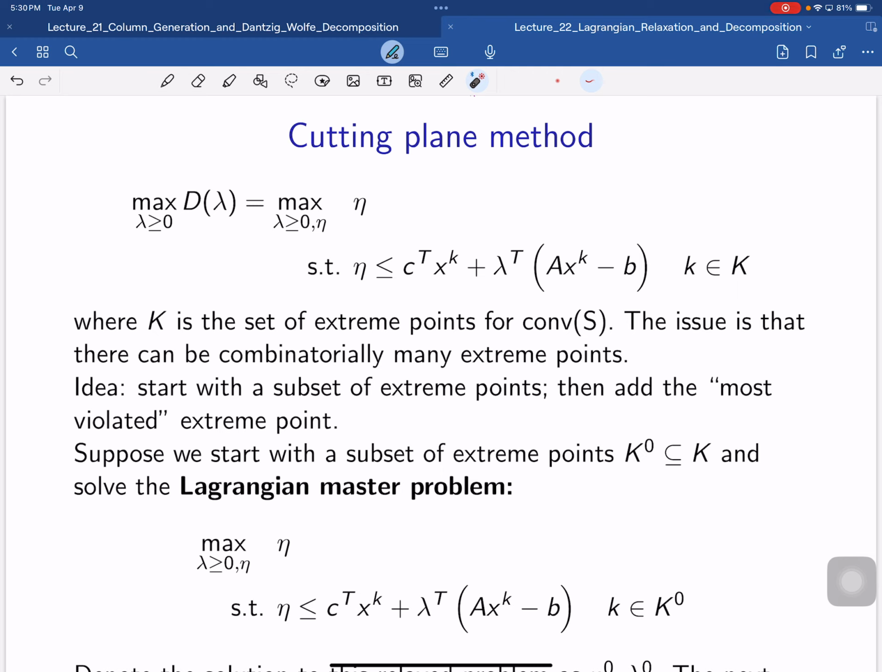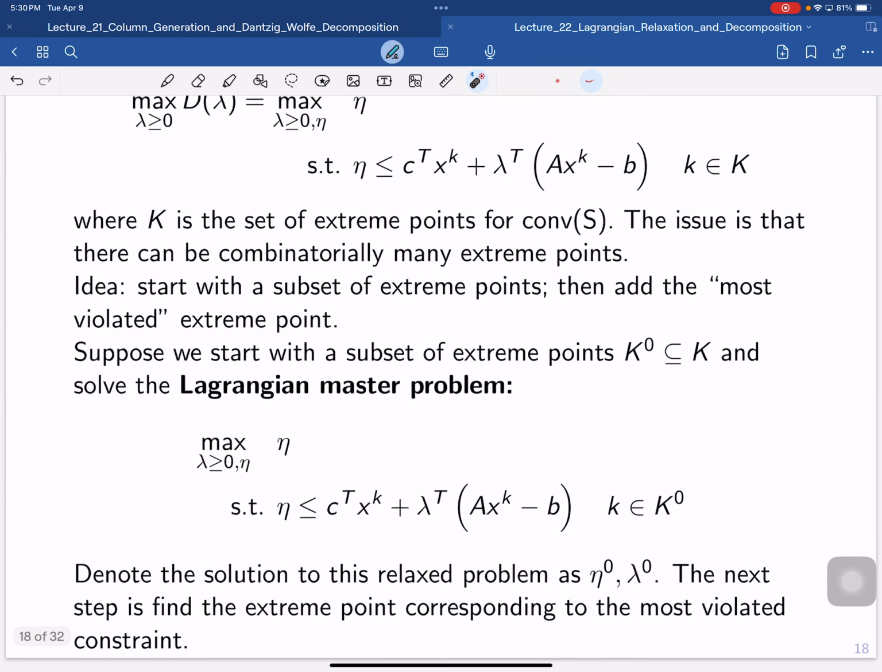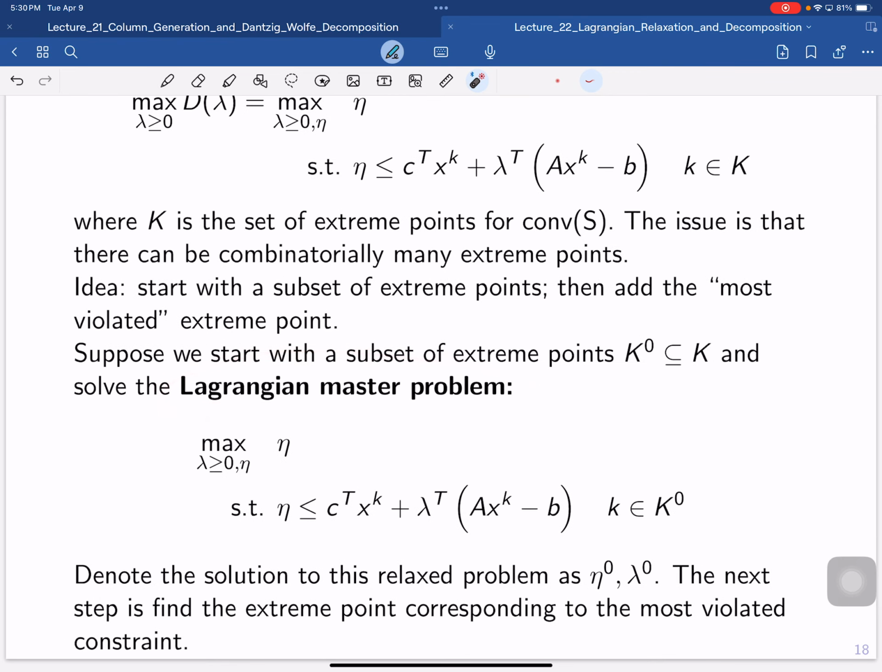Similarly, we can do exactly the same thing here. We start with a subset of extreme points. Then you form a so-called Lagrangian master problem, where we denote the subset of extreme points as capital K naught. So K naught is a subset of those cutting planes. If you add all the extreme points, it is equivalent to the original problem. If you have a subset, then it is a relaxation. So you solve this Lagrangian master problem. It will give you a solution, eta naught and lambda naught. Let's denote this as the optimal solution to this Lagrangian master problem.